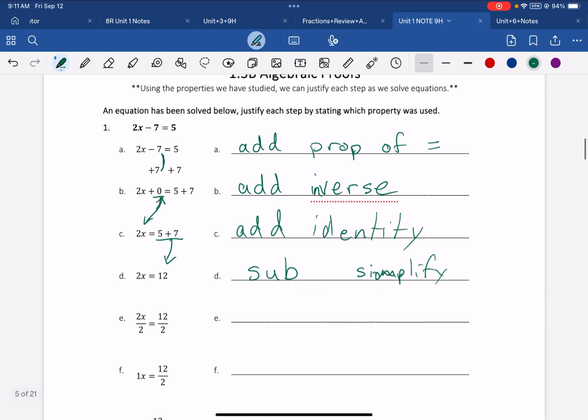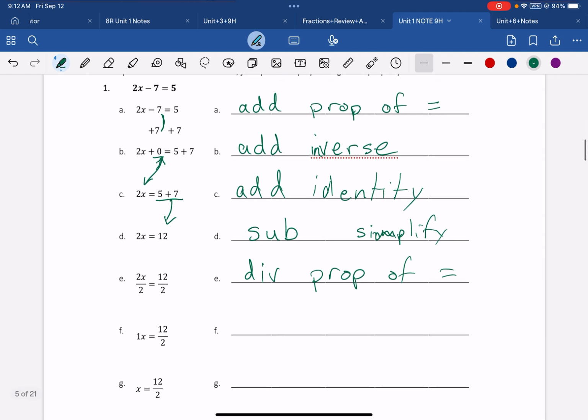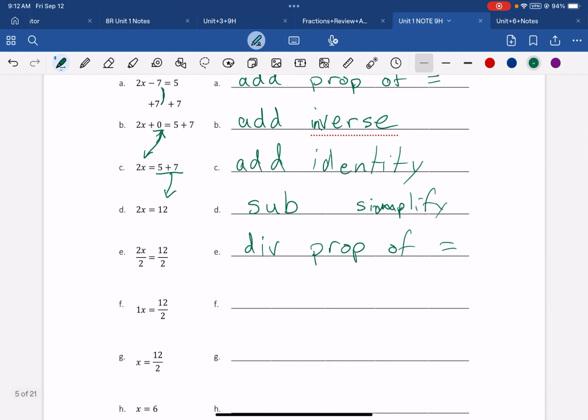All right. Next, in order to cancel off that 2x, they did this property where they divided both sides by 2. That is the division property of equality. So when 2 divided by 2 becomes 1, that is the multiplicative inverse. And when the 1 times x becomes just x, that is the multiplicative identity.